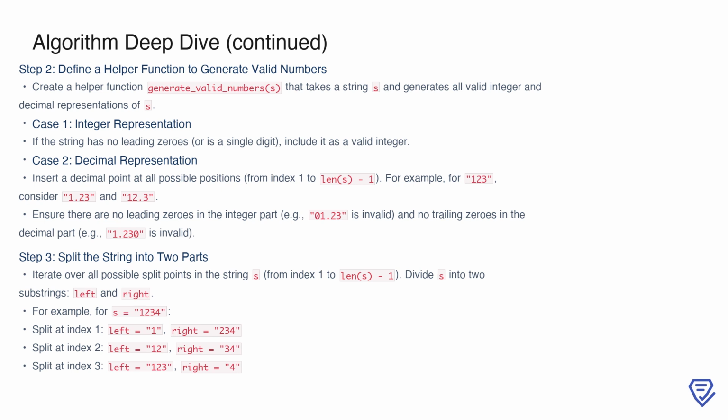Once we have this, we move on to splitting the string into two parts. By iterating over all possible split points, we divide the string into two non-empty substrings, left and right. For instance, splitting 1234 at index 1 would give 1 and 234, splitting at index 2 produces 12 and 34, and so on. These splits lay the groundwork for pairing numbers to form coordinates.